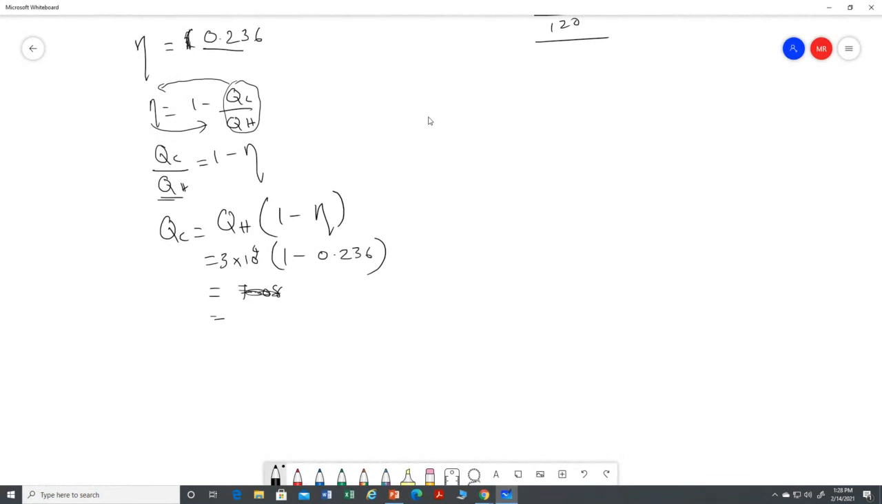That is for the work done. What is the formula for work done? QH minus QC. Here, when I work out 3 multiplied by 10 to the power of 4 multiplied by 1 minus eta 0.236, I got 22,920. So I can write this as 2.2 multiplied by 10 to the power of 4.